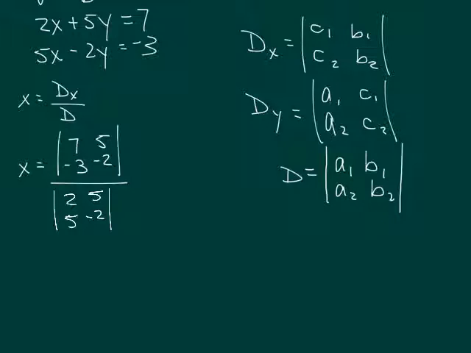Now I'm going to take the minor of each. On top, 7 times negative 2 is negative 14, minus 5 times negative 3 is negative 15. So negative 14 plus 15, because I had two negatives, gives me a 1 as my minor. On the bottom, I take 2 times negative 2 and get negative 4, minus 25. Negative 4 minus 25 gives me a negative 29. So my x value for that system of equations is negative 1 over 29.